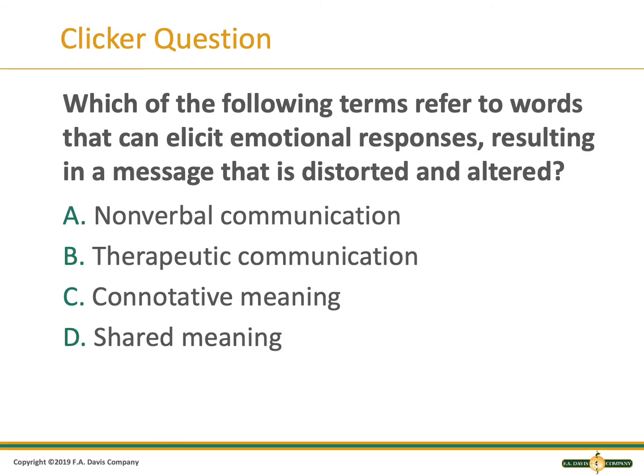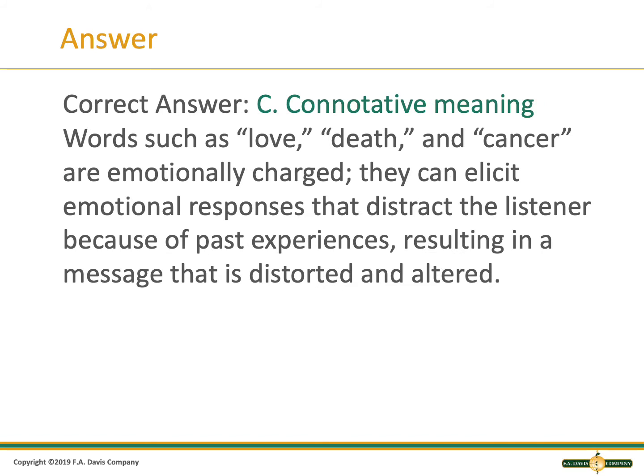So, which of the following terms refers to words that can elicit emotional responses, resulting in a message that is distorted or altered? And that answer is C, connotative meaning. Words such as love, death, and cancer are emotionally charged. They can elicit specific emotional responses that distract the listener because of past experiences, resulting in a message that is actually distorted or altered.